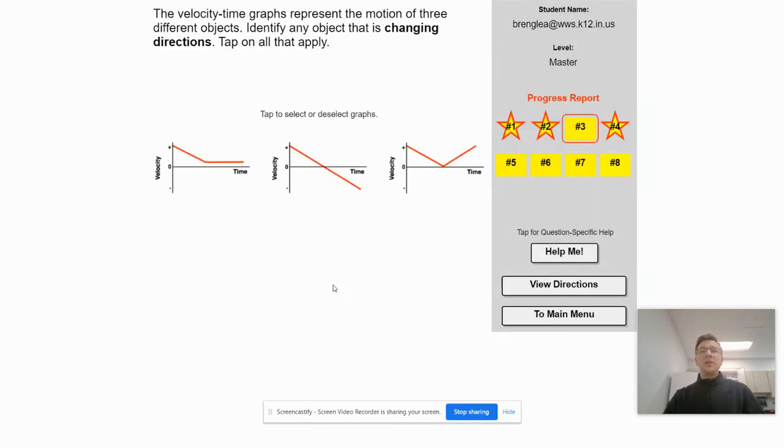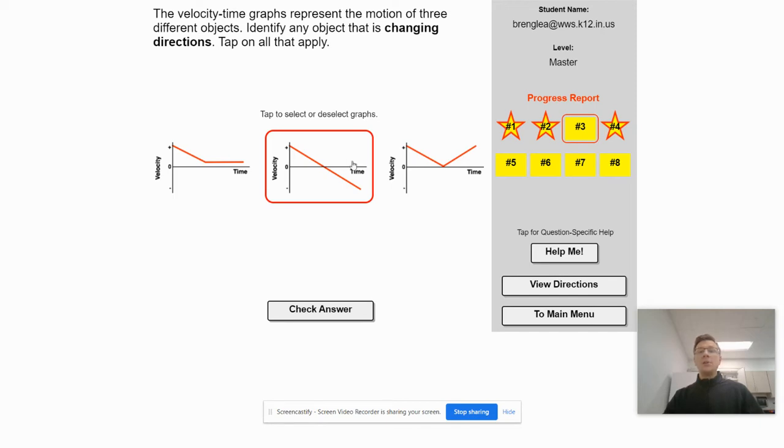Okay, this one says identify any object that is changing directions. So for this one, remember what we just mentioned, that the positive and negative signs tell us direction. Okay, so we are looking for a line that is on the positive side and then eventually goes to the negative side, indicating that it has changed directions. That's going to be this one in the middle right here.